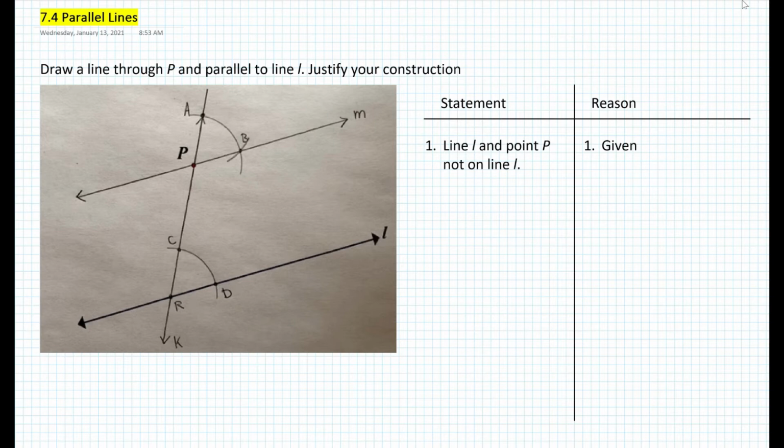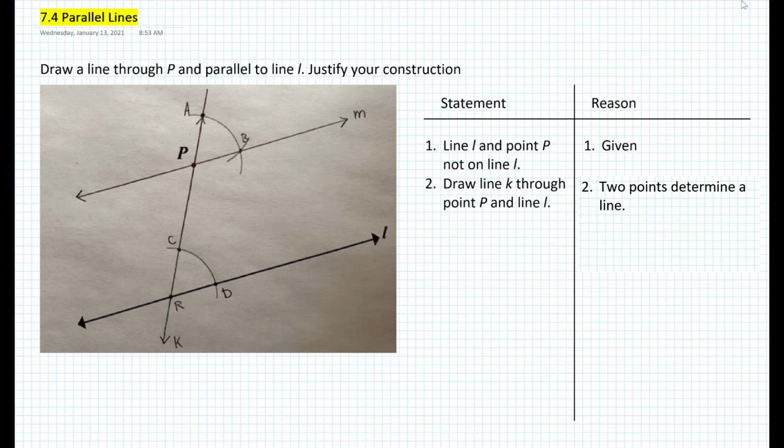Okay, so the next step, we drew a line K through point P and line L. Now afterwards, we were able to draw an arc through points C and D, and also through points A and B. We kept the same exact radius. So if we look at the diagram, we know that this segment must be congruent to this segment. So let's write that in. Okay, so here we have segment RD congruent to segment PB because radii of congruent circles are congruent. Similarly, we can also say that this segment here, segment RC, is congruent to segment PA. And that is exactly the same reason.